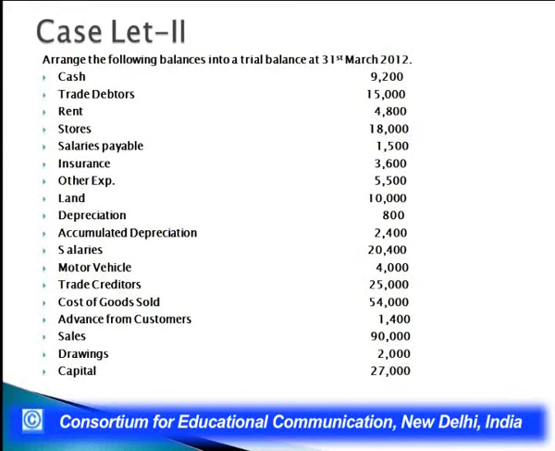So that would be your creditors, meaning your liability, which is a current liability. It would be taken to the fourth column, which represents credit balances. Then we have cost of goods sold. Amount is given as 54,000. Cost of goods sold is an expense. It would have a normal balance as debit balance.